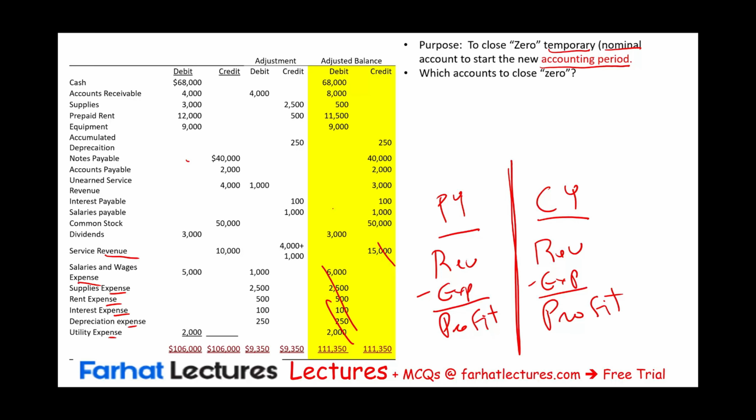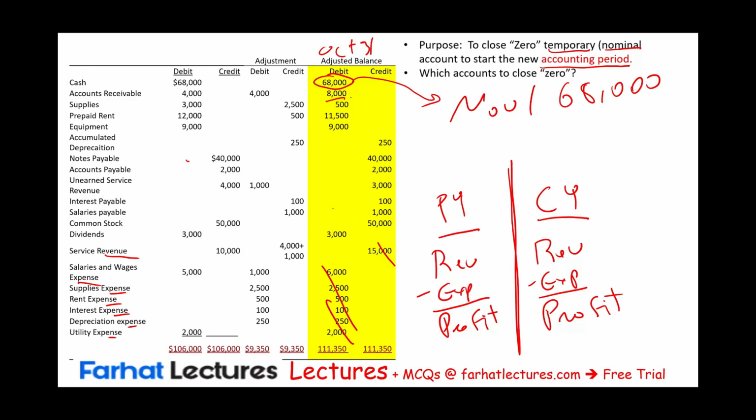Now, if I ask you, how much cash you had as of last year or last period. You would say I had $68,000 in cash based on my adjusted trial balance. I would say, okay, on November 1st, because this is October 31st, adjusted balances, how much cash do you have for November 1st? You would say, I still have 68,000. You will not close cash. You would not say it's a new accounting period. I need to bring down cash to zero.